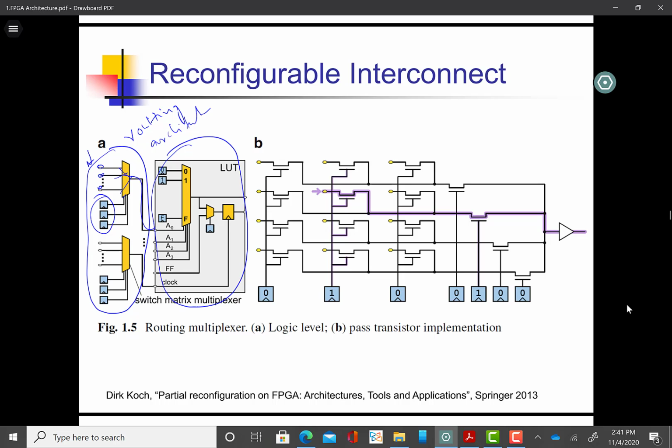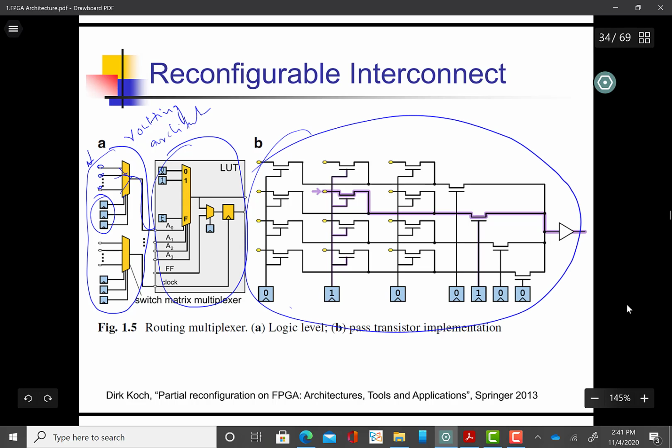It is a part of, you can say, the connection box or the switch box, and usually these multiplexers are implemented in pass transistor logic. So you can convince yourself that this is a multiplexer.